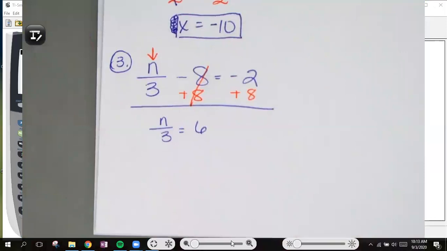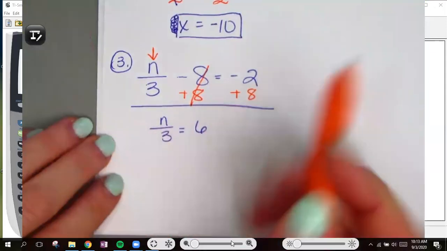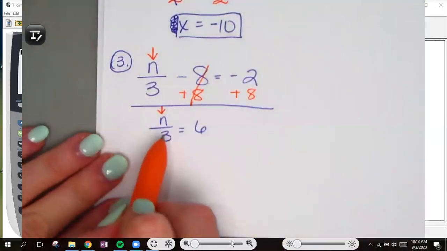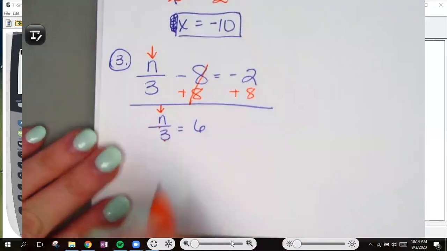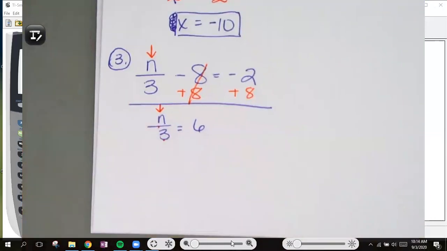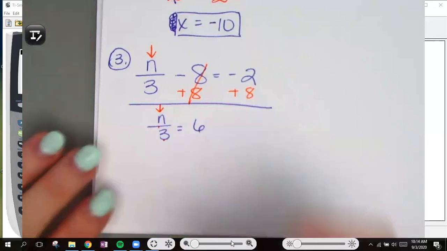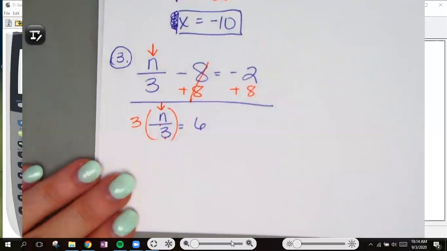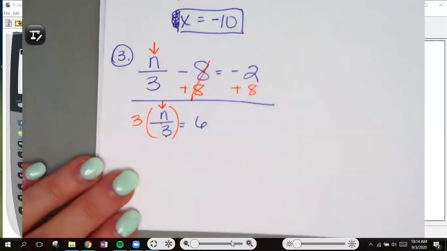Okay, now this is the part where a lot of people get flustered, but it's nothing different. It's just knowing what the inverse of the operation is. We're trying to get n by itself, so we have to get rid of the divided by 3. What's the inverse of divided by 3? Multiply by 3. I like to show multiplication with parentheses. I think it's cleaner, and that's usually how they do it as you move up.